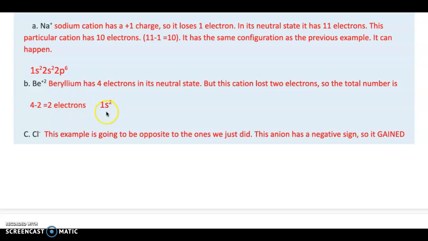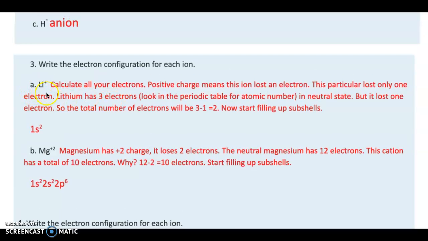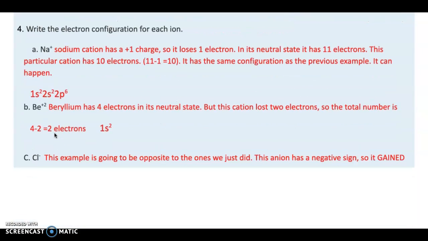First energy level s subshell can have up to 2 electrons, only 2. So the electron configuration for this example is going to be 1s2. Same as we did for lithium ion, right? 1s2, same one. Okay, this is more interesting because it's chlorine, it's non-metal.